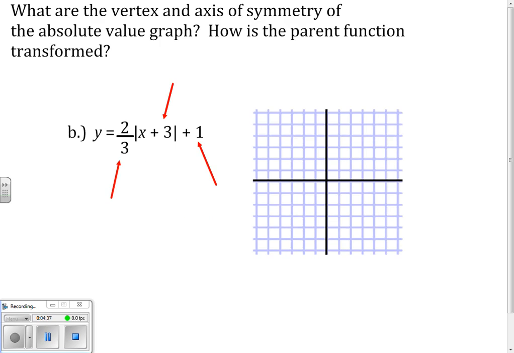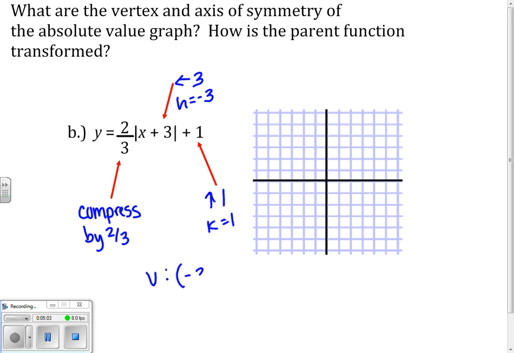Take a look at the second one. The 2/3 out front is compressed by 2/3. It's a compression because 2/3 is between 0 and 1. The plus 3 moves me left 3, and the plus 1 moves me up 1. So I'm going to put letters to this one for you. If I move left 3, that means my h value is negative 3. And if I move up 1, that means my k value is 1. So my vertex is now at negative 3, 1.